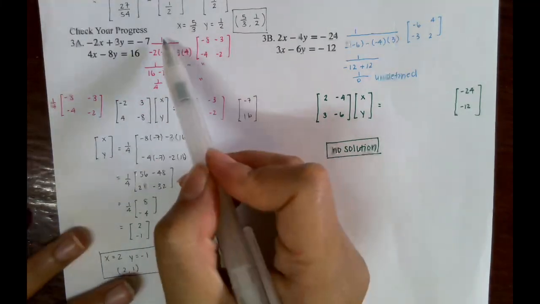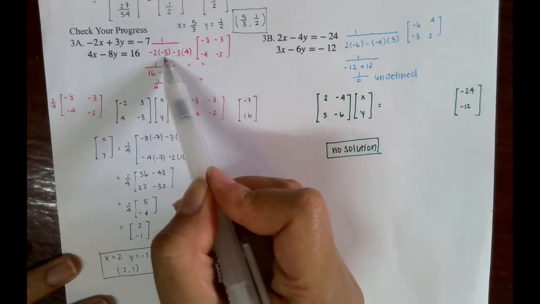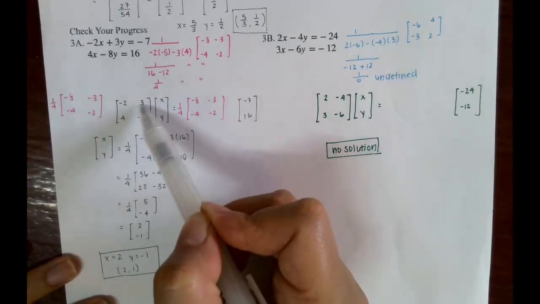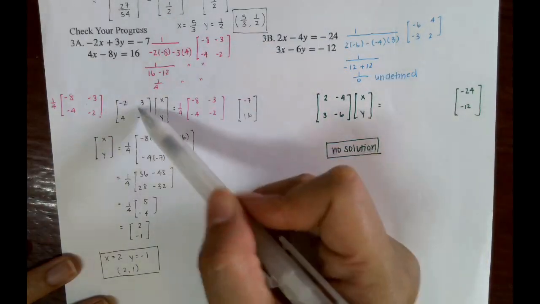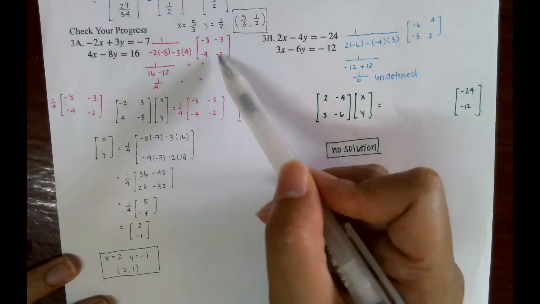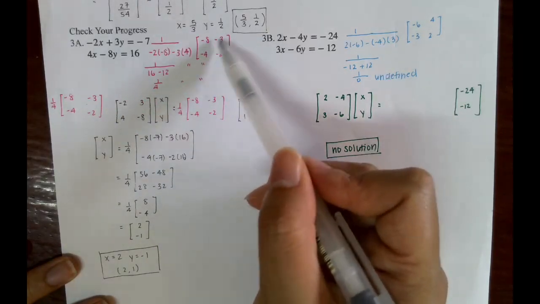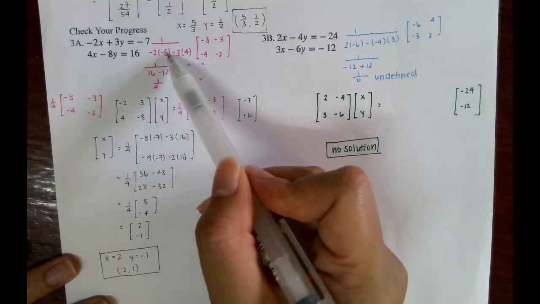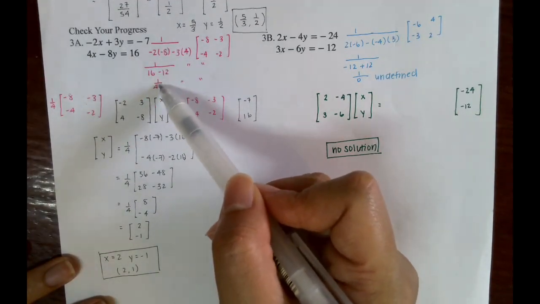Okay. So it's going to be 1 over the determinant, so that's a times d, so -2 times -8, minus b times c, 3 times 4. Okay. Then a and d are switching places, so that's why -8 is here and -2 is here. And b and c are changing signs. Okay. -2 times -8 is 16. 3 times 4 is 12, so 16 minus 12, that's 1/4 here.